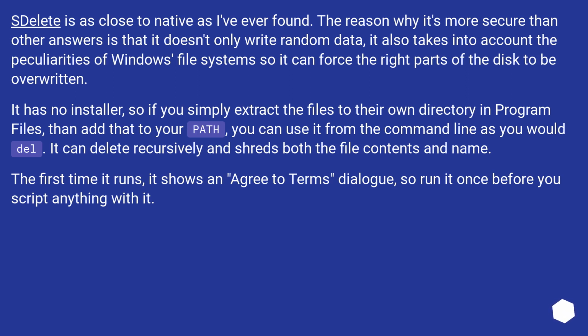Delete is as close to native as I've ever found. The reason why it's more secure than other answers is that it doesn't only write random data, it also takes into account the peculiarities of Windows file systems so it can force the right parts of the disk to be overwritten. It has no installer, so if you simply extract the files to their own directory in Program Files, then add that to your path, you can use it from the command line as you would del. It can delete recursively and shreds both the file contents and name. The first time it runs, it shows an agree to terms dialog, so run it once before you script anything with it.